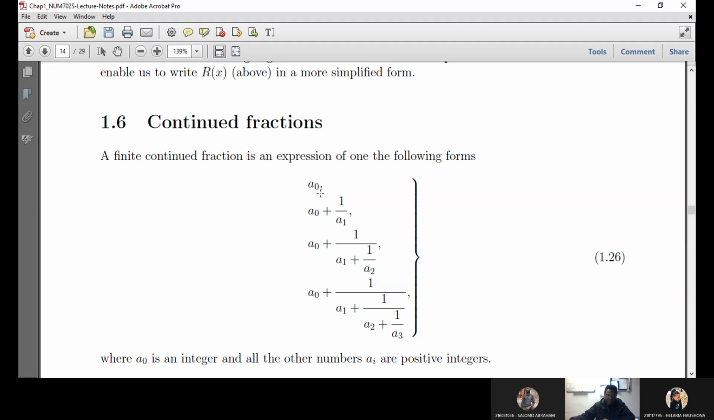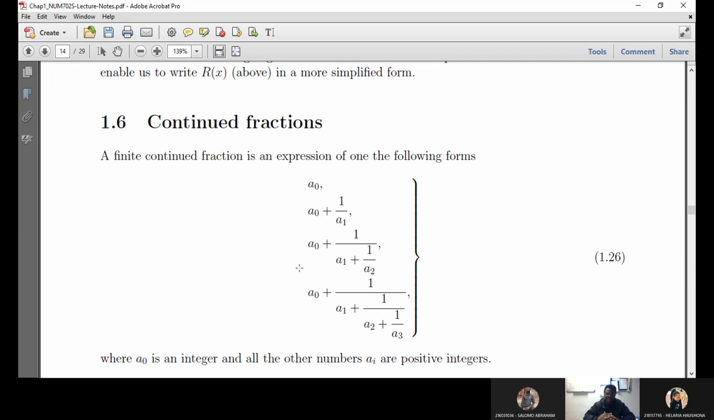Okay, if you have only A0, it means that the actual number is an integer, right? If your number is an integer, its continuous fraction is equal to itself. So for any integer, you can see here A0 is an integer. Let's say, for instance, you want to write the continuous fraction of -5. It will just be A0. You cannot proceed. You stop there because you cannot write it as a fraction again. It's an integer, so A0 is that integer itself.